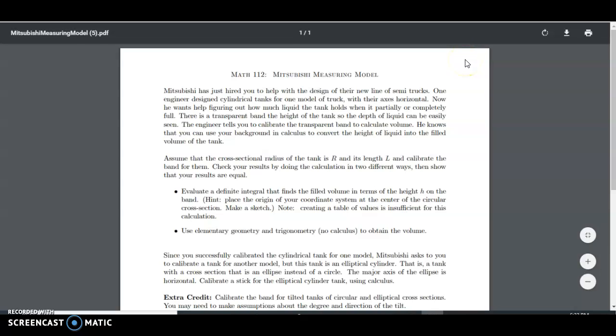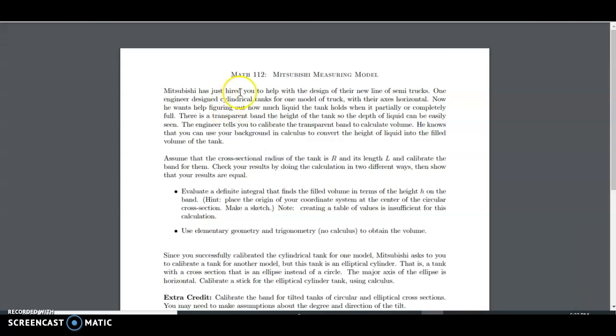Hi everyone. Mitsubishi asked me, Mike, and Edward to do a problem for them. We just got hired by them. So the question is, Mitsubishi just hired us to help with the design of their new line of semi trucks.